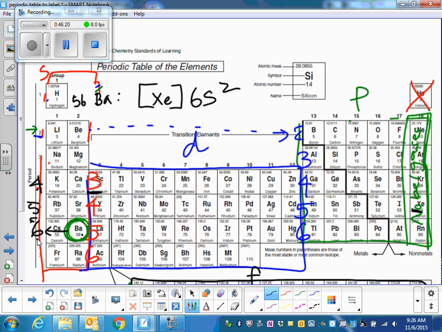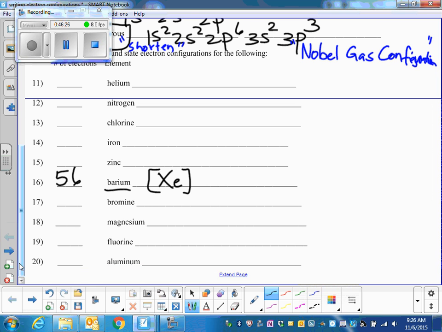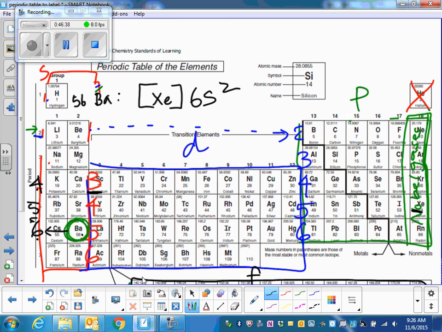Yes. Let's do, which one do you want me to do from this list? Can we do zinc? We're going to do the abbreviated configuration for zinc. Where is zinc located on the periodic table? Here is zinc. What are the steps involved? I first find the period number. Zinc is in which period?